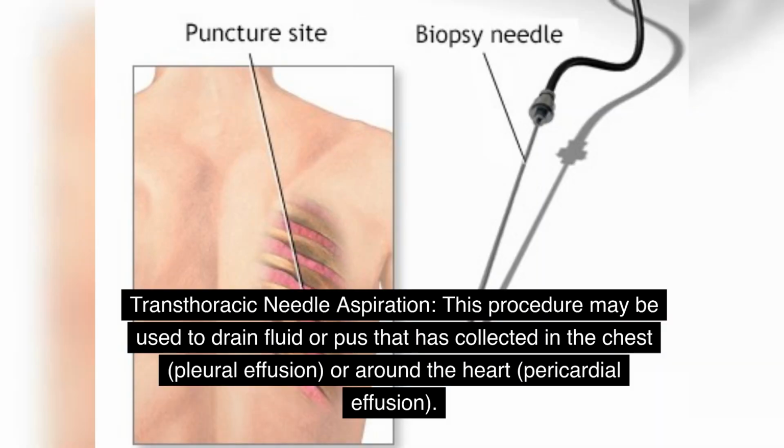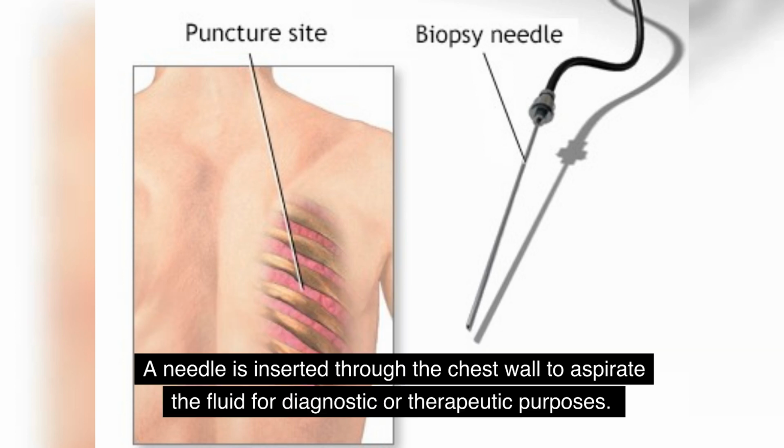Transthoracic needle aspiration. This procedure may be used to drain fluid or pus that has collected in the chest, pleural effusion, or around the heart, pericardial effusion. A needle is inserted through the chest wall to aspirate the fluid for diagnostic or therapeutic purposes.